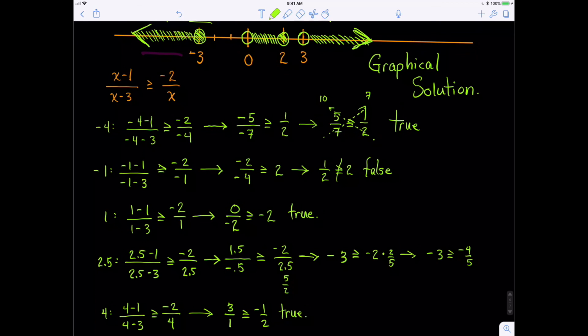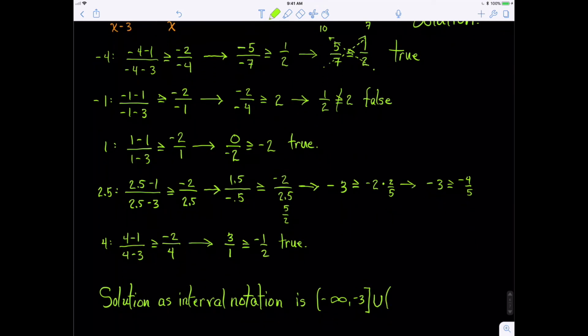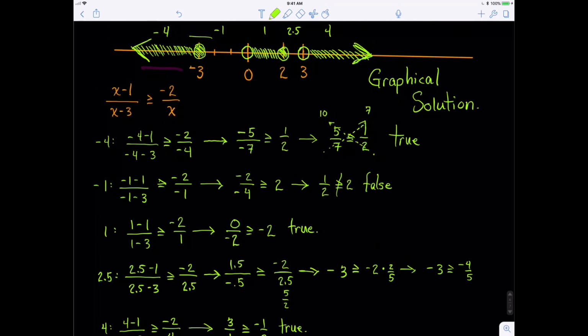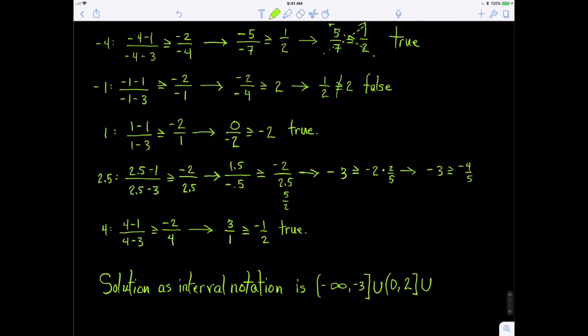Then our next interval is from 0 to 2. And notice that we can't have 0, but we can have 2. So it's parentheses 0, comma, bracket on 2. And then our last interval up here is from 3 to infinity. And we cannot have 3, so we're going to have parentheses on both of our numbers. So we have parentheses 3, infinity, parentheses. And that is how you write the graphical solution in interval notation.